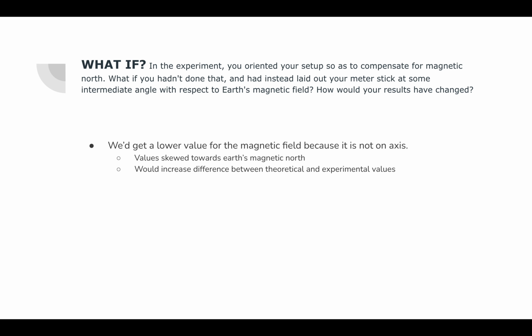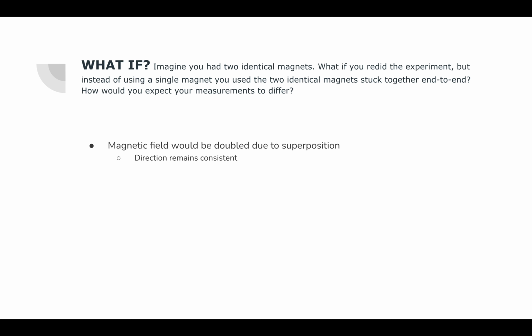So what if in the experiment you oriented your setup so as to compensate for the magnetic north? What if you hadn't done that and had instead laid out your meter stick at some intermediate angle with respect to Earth's magnetic field? How would your results have changed? So we would get a lower value for the magnetic field because it's not on axis. So some of the values would be skewed towards the Earth's magnetic north, and then because of that skew, it would also increase the difference between our theoretical and experimental values.